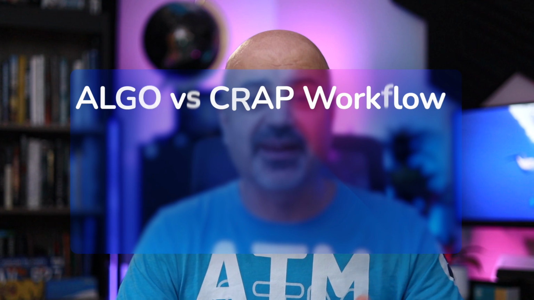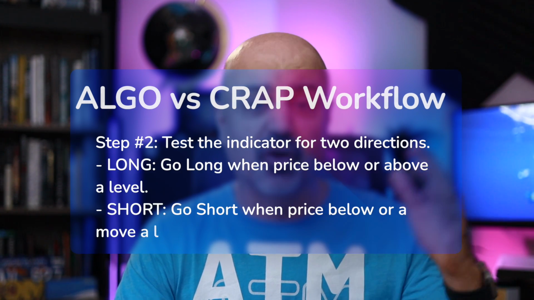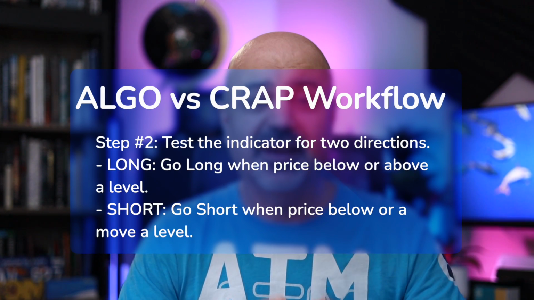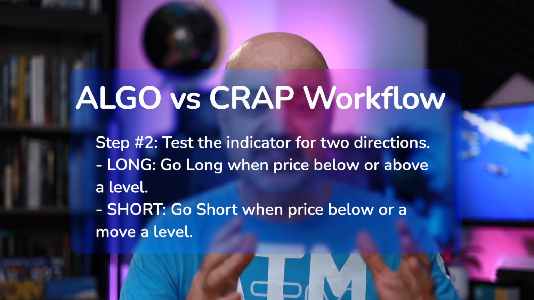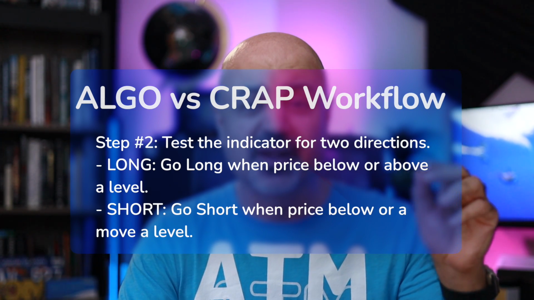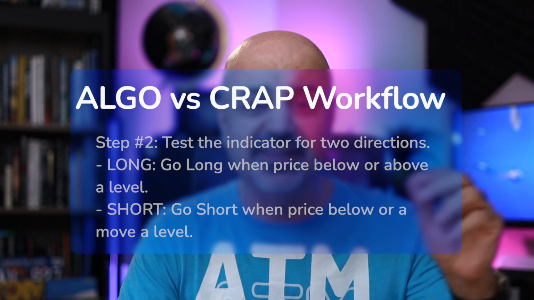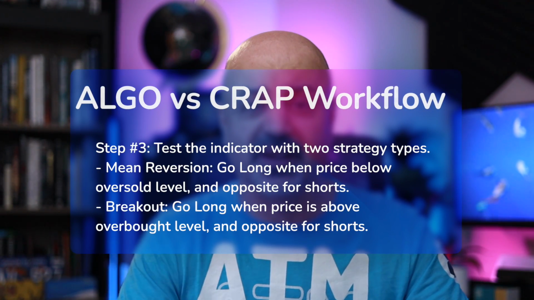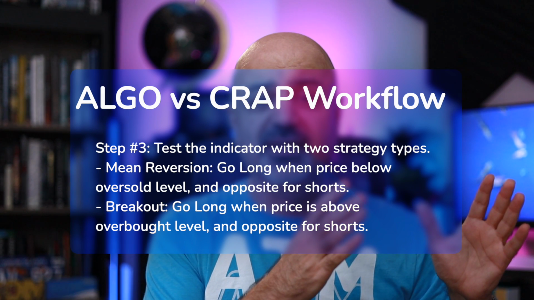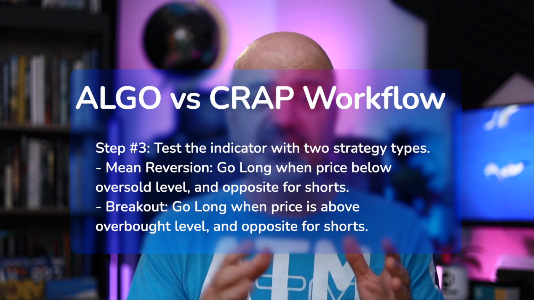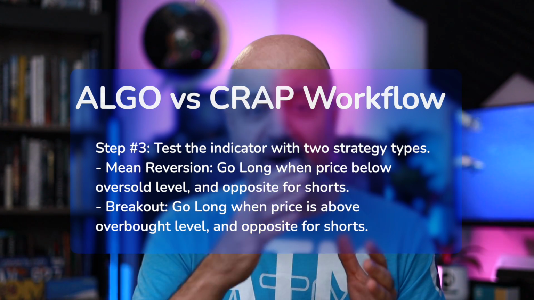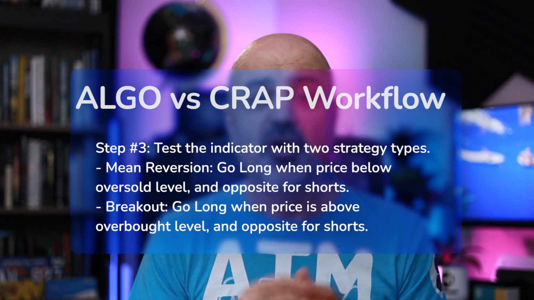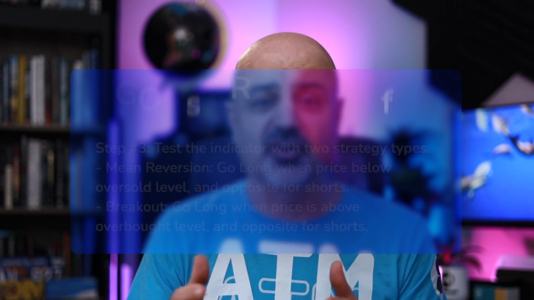Next, we test direction. So we will test long separately from short. Again, this will deliver a focused result on the pure performance of the long side and the short side. Number 3 in the workflow is strategy type. We will use mean reversion and breakout. So like I showed you on the screen, we can use the oscillator to buy the oversold, or we can use it to go short when it's oversold. So it's either mean reversion or breakout.